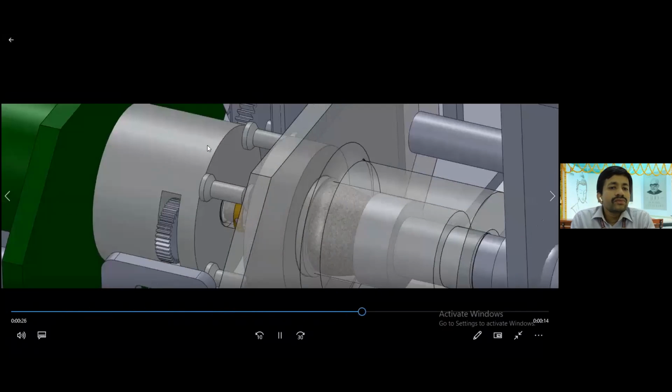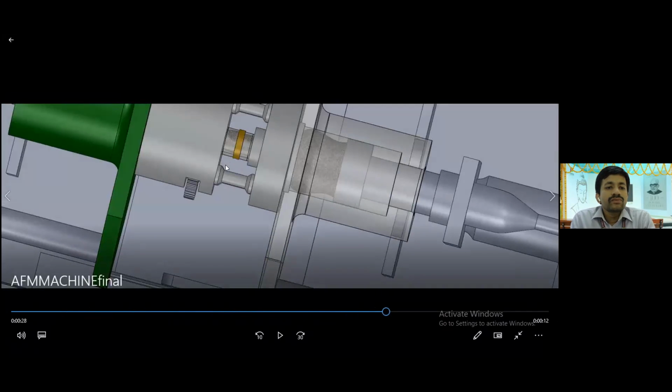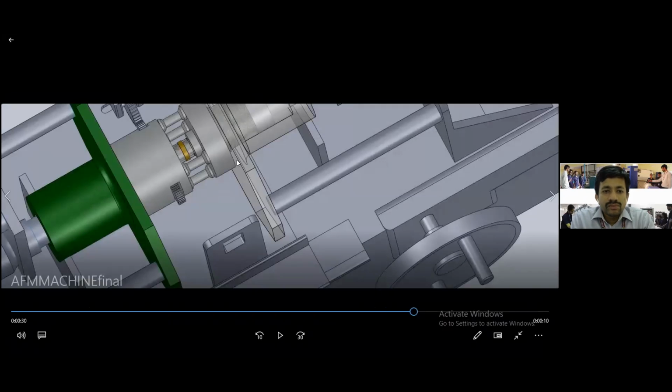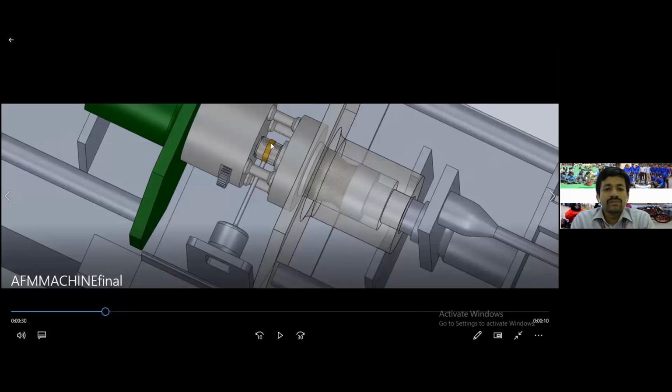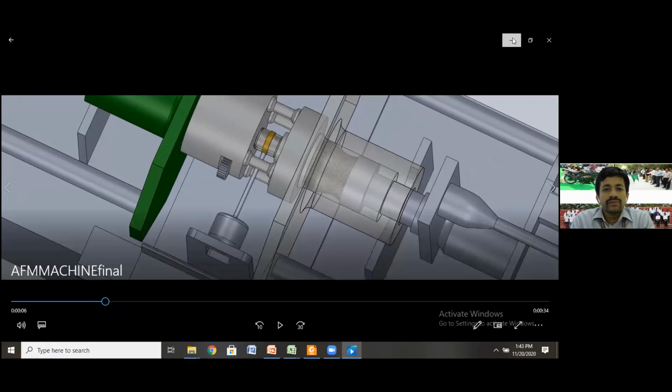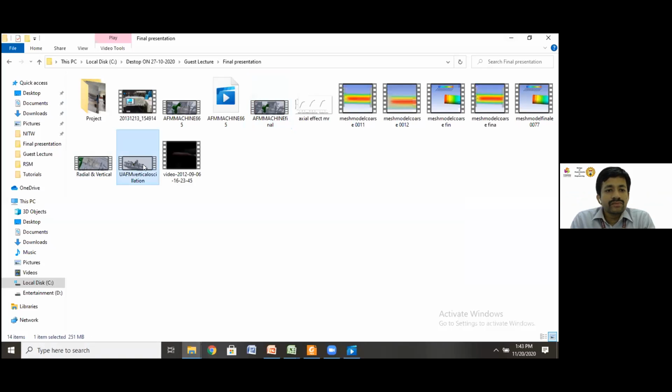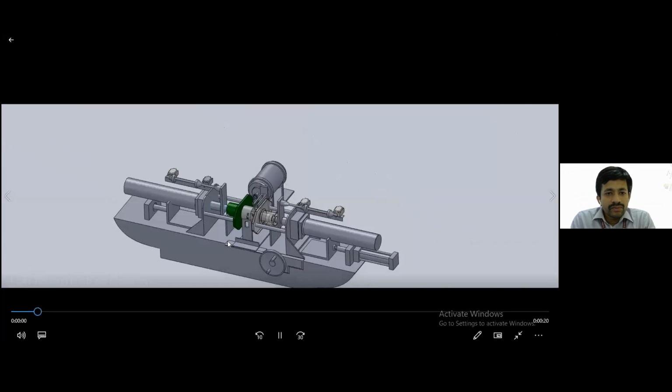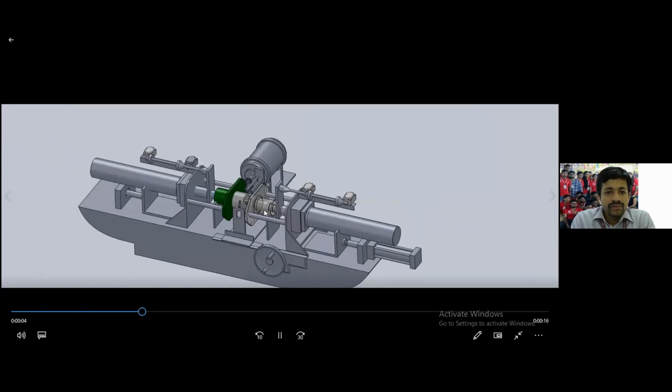This machine is developed for multi-purpose. For example, you can see the gear train here. This gear train can be engaged with the motor, and you can insert the centrifugal rod and do centrifugal force machining. Without engaging this, by using this actuator, you can perform ultrasonic frequency machining. By changing the direction of frequency also, we have done some simulation. Actually, it is basically animation we have done using SolidWorks.